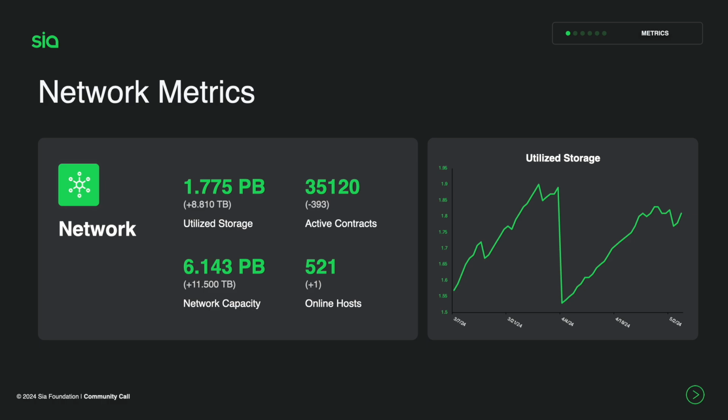So taking a look at our metrics, the month shows there was an increase of 8.8 terabytes of storage utilization. You can see a massive dip around the beginning of April, and it's probably a representation of the concluded contracts before the retracement to the upside. The number of active contracts holds at 35,000. A network capacity of 6.143 petabytes with an increase of 11.5 terabytes. And we've acquired one additional host within the network and hope to see that number increase through the coming months.